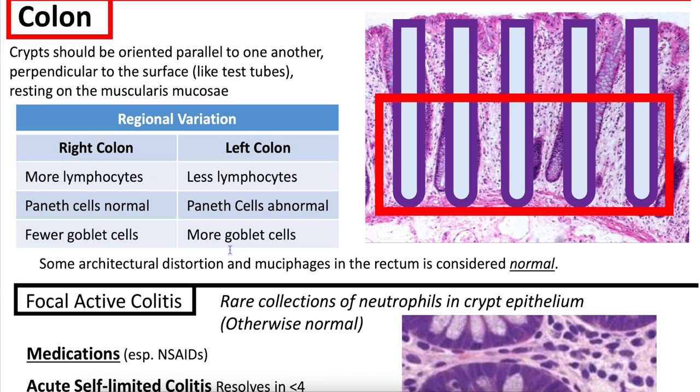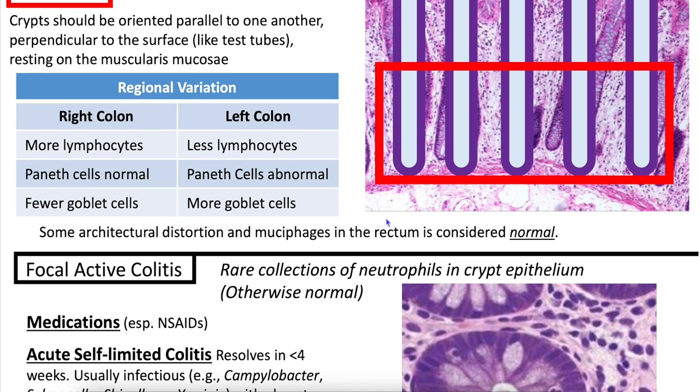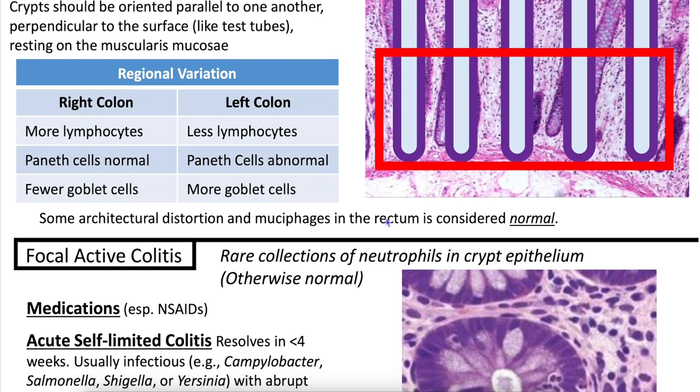Colon, your test tubes on a rack. Especially when you get that not from a bird's eye view cross section, but just the side cross section. Again, crypts should be oriented parallel to one another, perpendicular to the surface, resting on the muscularis mucosae, as you can see here. Regional variation: right colon, more lymphocytes, Paneth cells normal, fewer goblet cells. Left colon, less lymphocytes, Paneth cells abnormal, more goblet cells. Some architectural distortion and mucophages in the rectum is considered normal.